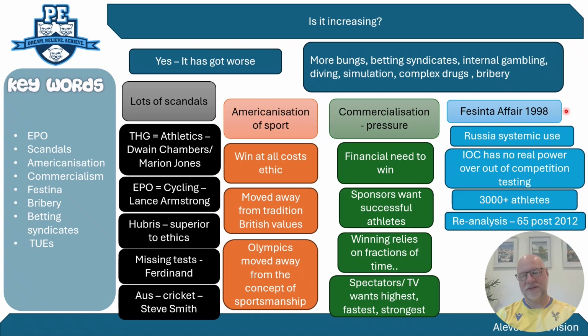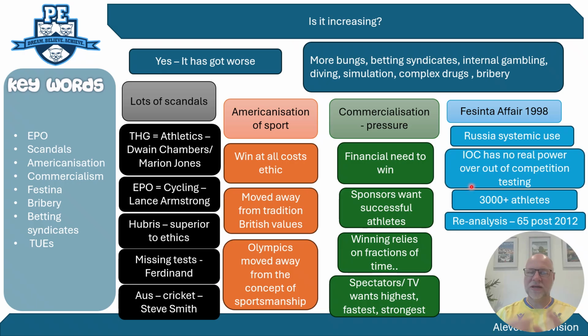Now we've got again the Festina affair. Has it got worse? Well, the Festina affair clearly highlighted that, and without the Festina affair we wouldn't know. But since then, we've had evidence of systematic drug use in Russia, and they were banned from the Rio Games for the systematic use of drugs. Athletes who wanted to compete had to leave Russia and would compete under no flag, essentially, in the Olympics. The IOC doesn't really have any power outside of the Olympic Games for out of competition testing for drugs.